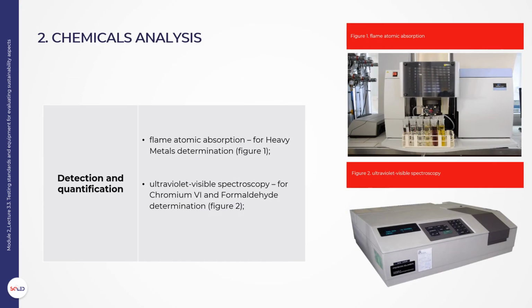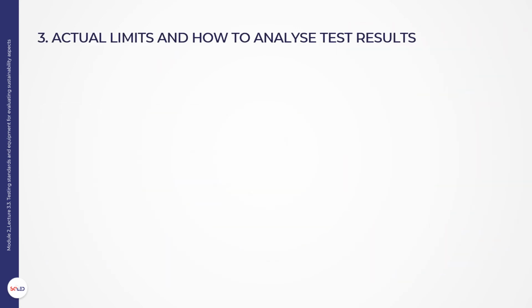Detection and quantification. There are several analytical techniques that allow the detection and quantification of the various chemical parameters to be controlled in footwear. Flame atomic absorption, for heavy metals determination, Figure 1. Ultraviolet visible spectroscopy, for chromium-6 and formaldehyde determination, Figure 2.